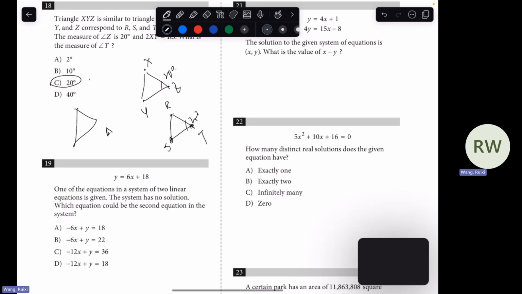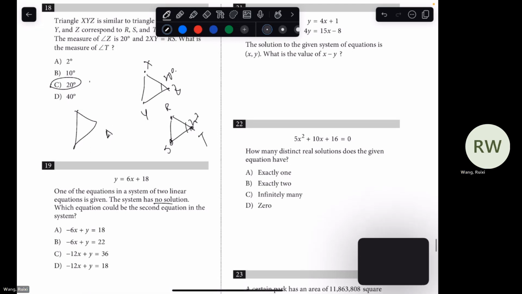The system has no solution, which can be the second equation. So no solution means they are parallel, right? Which means they must have the same slope, but different y-intercept. So you want y equals 6x plus something that's not 18. Okay.